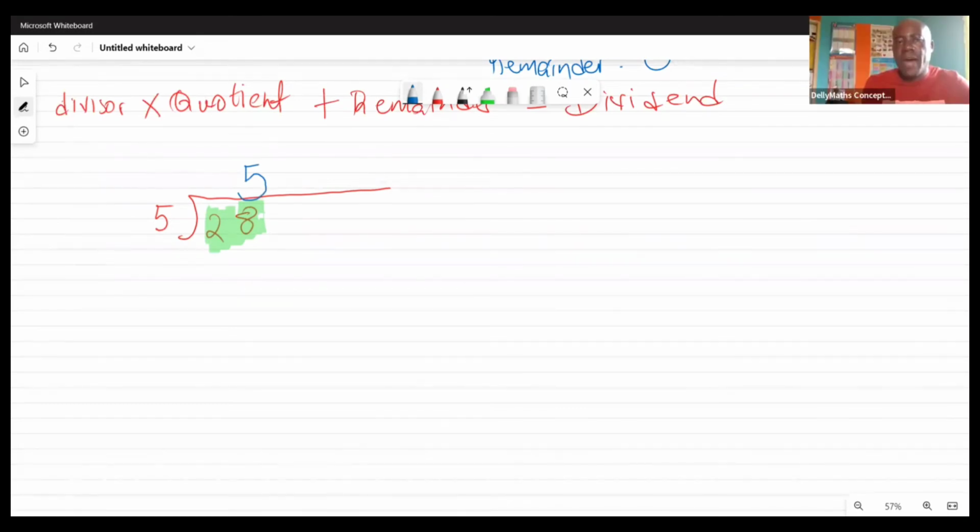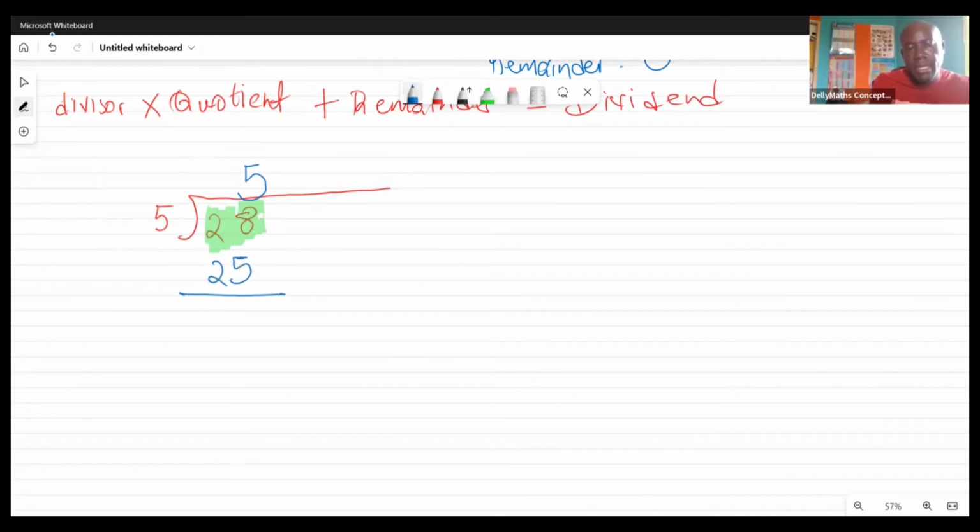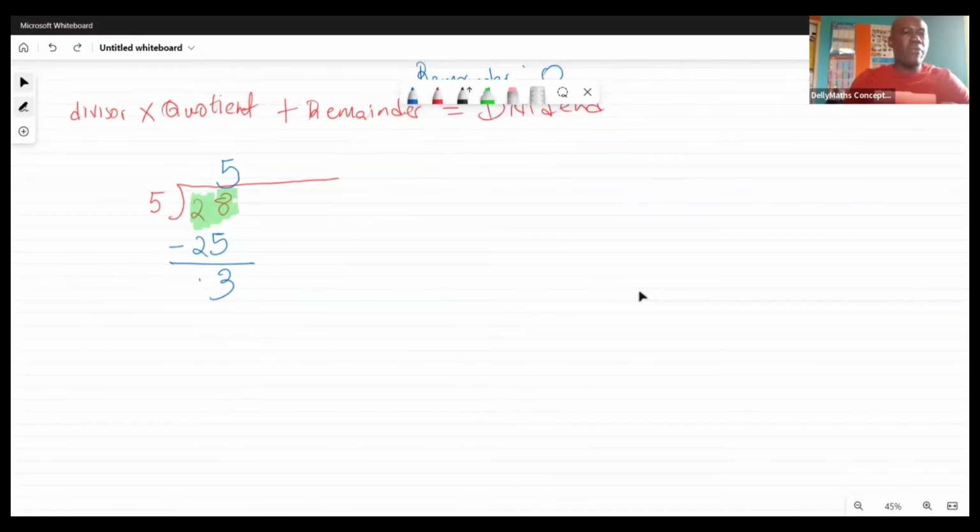Then we're going to say 5 times 5 right there. Let's look at the arrow. 5 times 5 gives us 25, and that's what we're going to subtract. When you subtract 25 from 28, you're left with 3. So you notice now, there is a 3. Can the 5 go into the 3 down here? No. Okay.